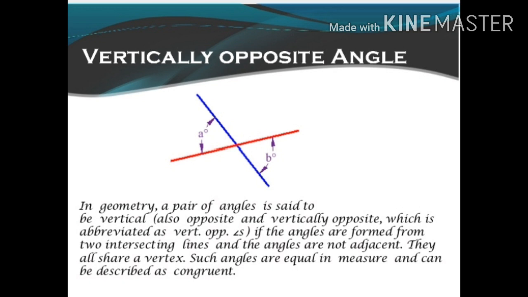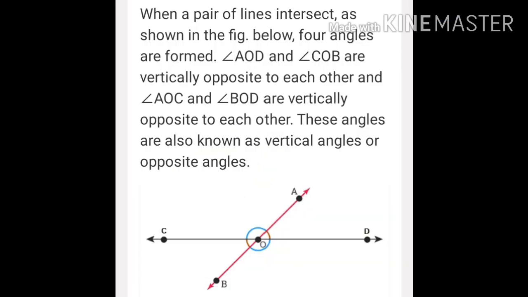Next is vertically opposite angles. In geometry, a pair of angles is said to be vertical, also opposite, and vertically opposite, which is abbreviated as vert. op. angles, if the angles are formed from two intersecting lines and the angles are not adjacent, and they all share a vertex. Such angles are equal in measure and can be described as congruent. So angles B and A are vertically opposite. You can see that the blue and red lines denote that.